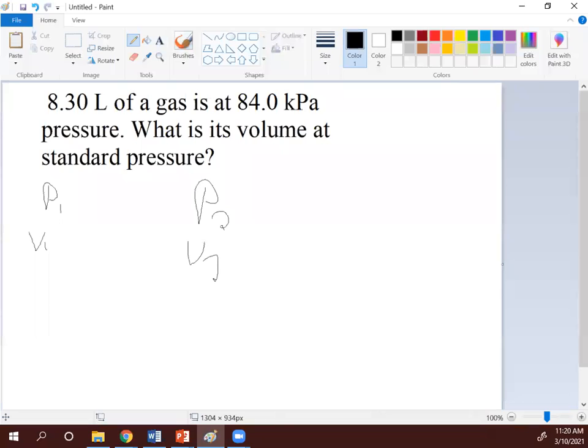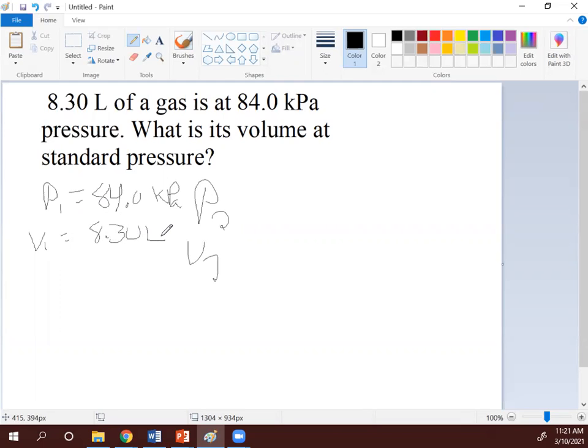Okay, so 8.30 liters of gas is at 84.0 kPa pressure. What is its volume at standard pressure? All right, so what's my P1? 84.0 kPa. Once again, when I'm looking for pressure, I'm looking for kPa, ATM, PSI. What's my V1? 8.30 liters. What's my P2?